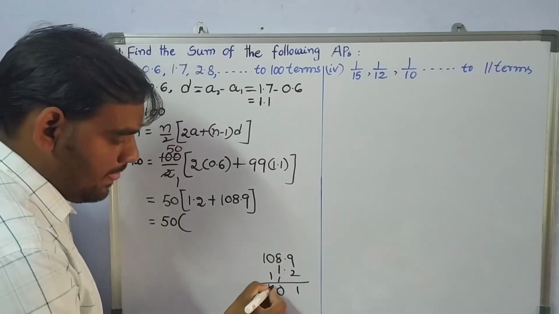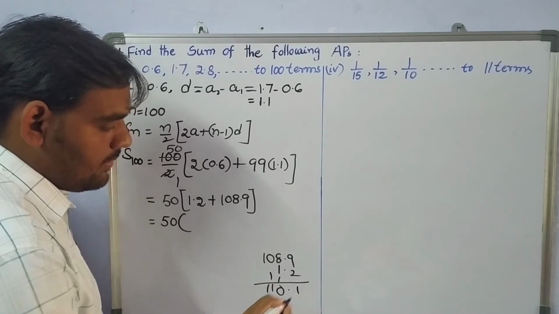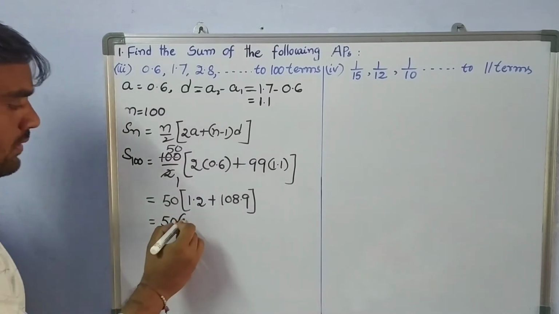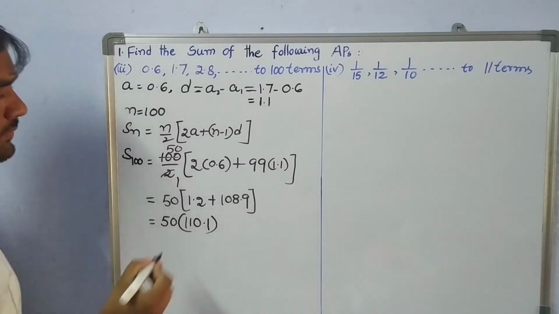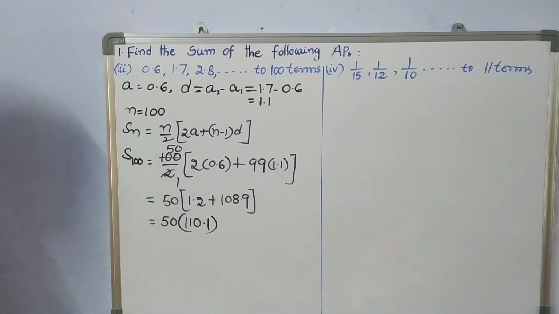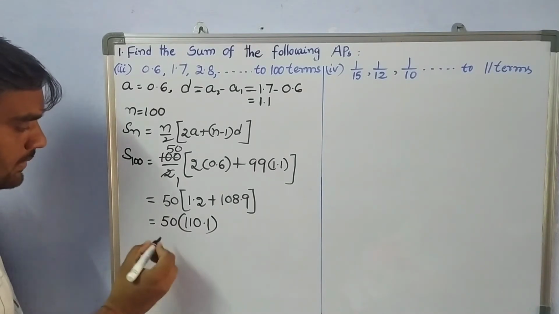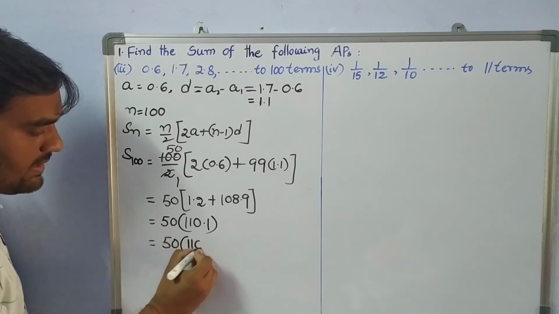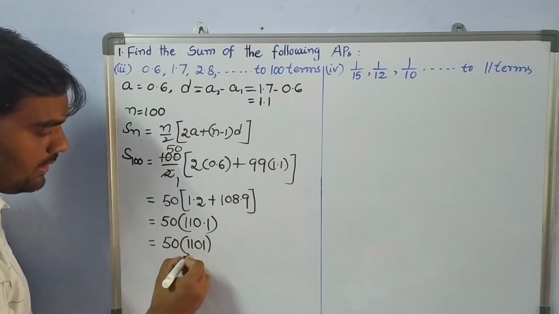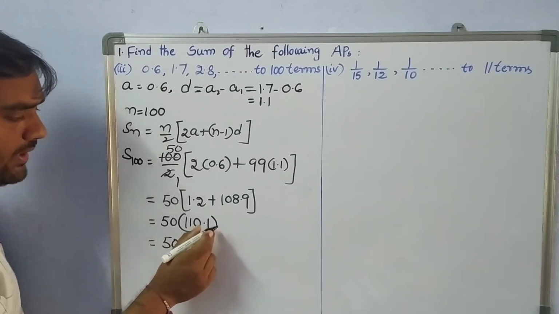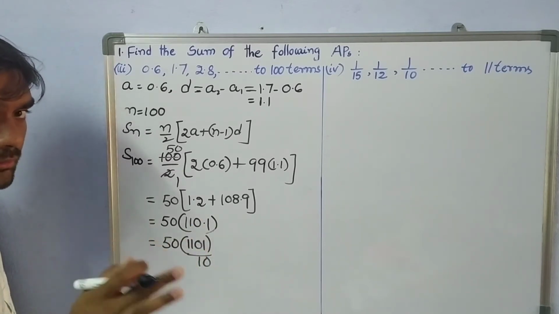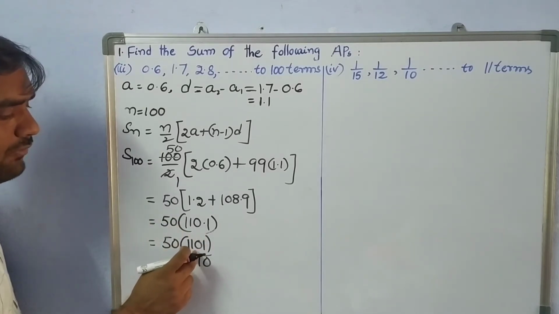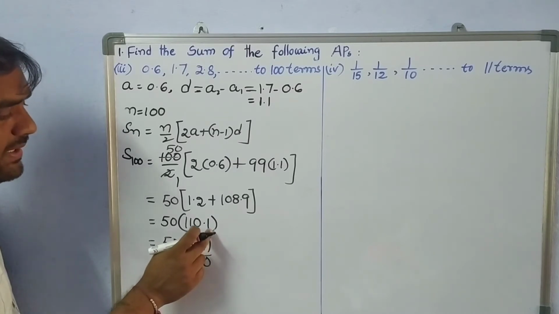So here we get 110.1. Next, after that, this can be written as 50 into 1101 divided by 10. This decimal number I am expressing as a decimal fraction. So 110.1 we can write as 1101 divided by 10. One decimal digit is there.